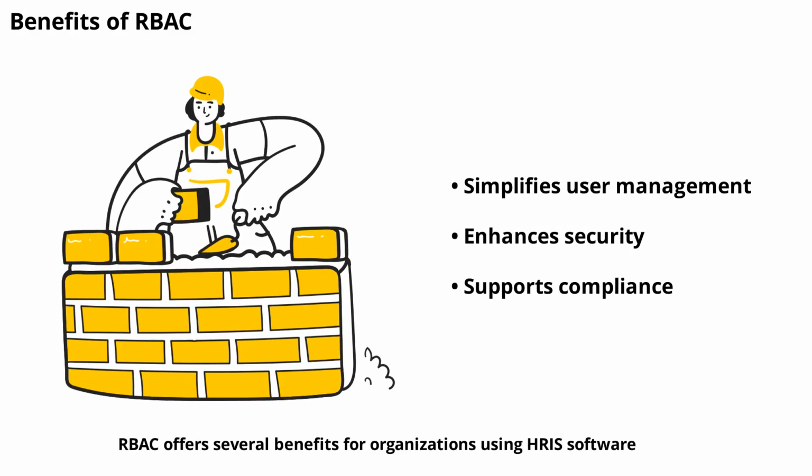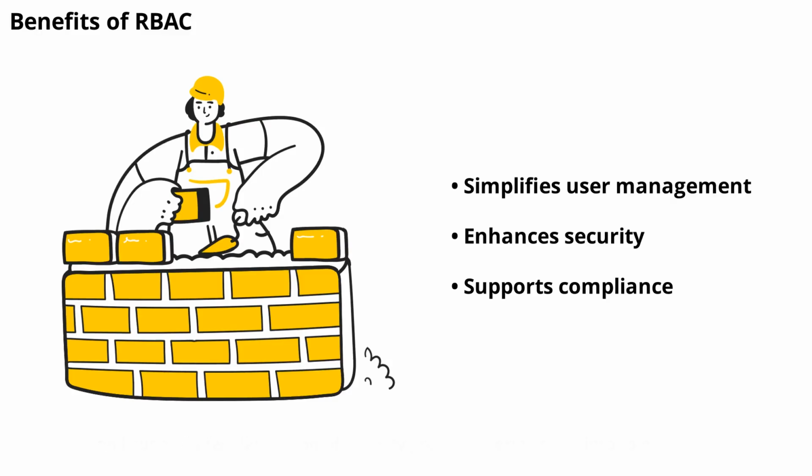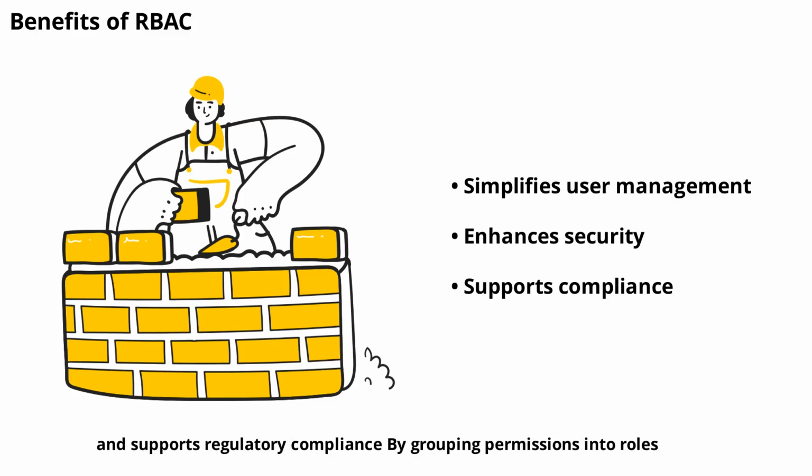RBAC offers several benefits for organizations using HRIS software. It simplifies user management, enhances security, and supports regulatory compliance. By grouping permissions into roles, companies can quickly onboard new employees or adjust access as roles change. This flexibility is especially valuable in dynamic workplaces.